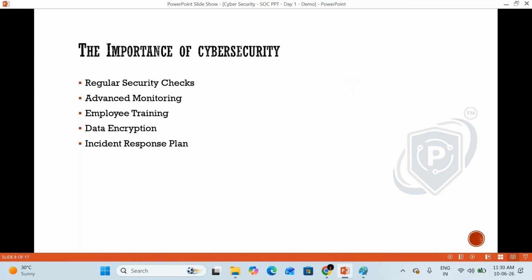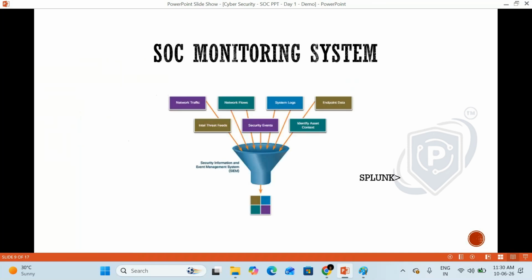So in that case, these guys need a SOC monitoring system. What is a SOC monitoring system? The SIEM is the SOC monitoring system. Security Information and Event Management system is the SOC monitoring system.